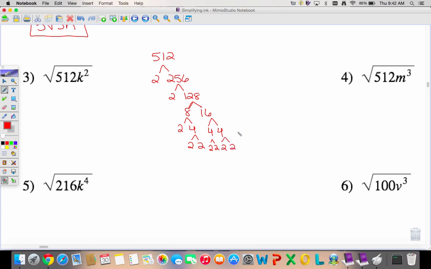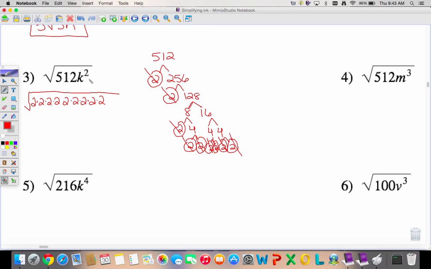Okay. For 16, we can do 4 and 4, which again will be your 2 and 2, and another 2 and 2. Lots of 2's here. And this is why we circle them. So we have 1, 2, 3, 4, 5, 6, 7, 8, 9 2's. And that's it. There's no other prime numbers. It's just 9 2's. So over here, you're going to write out 9 2's.